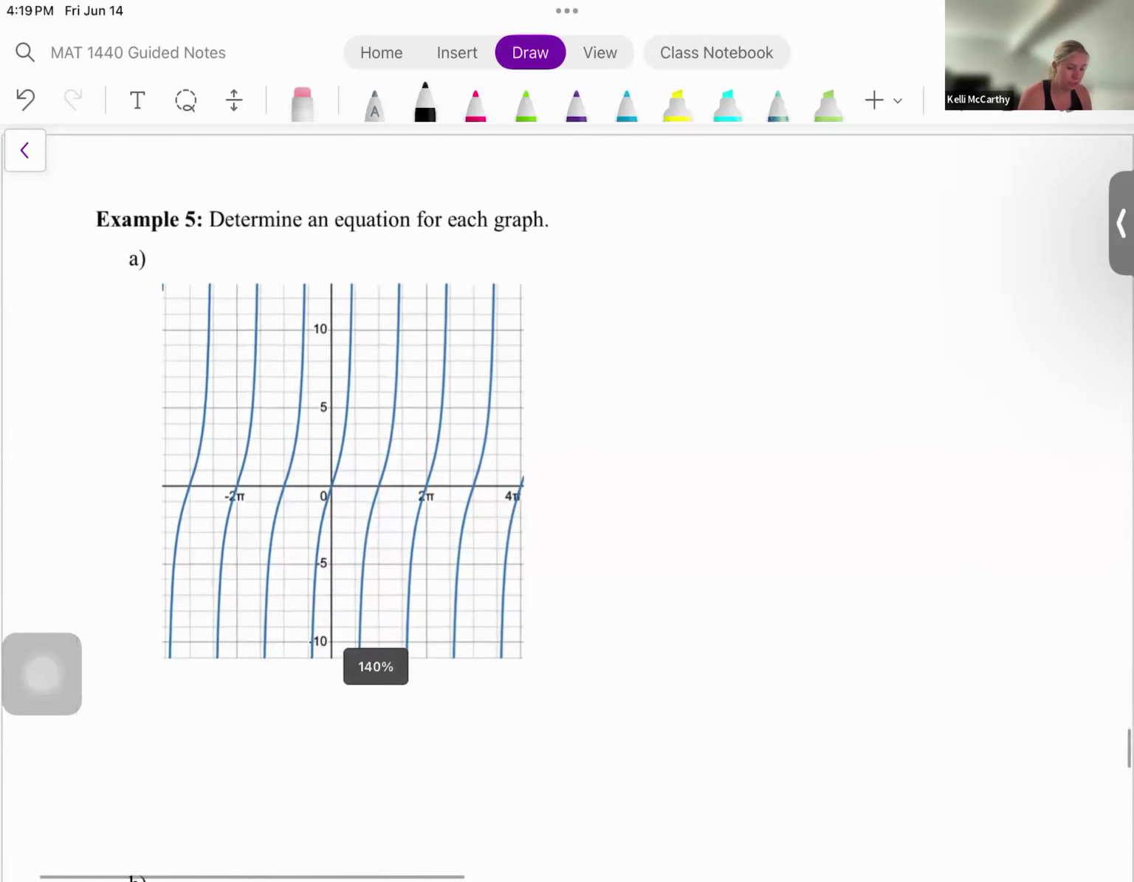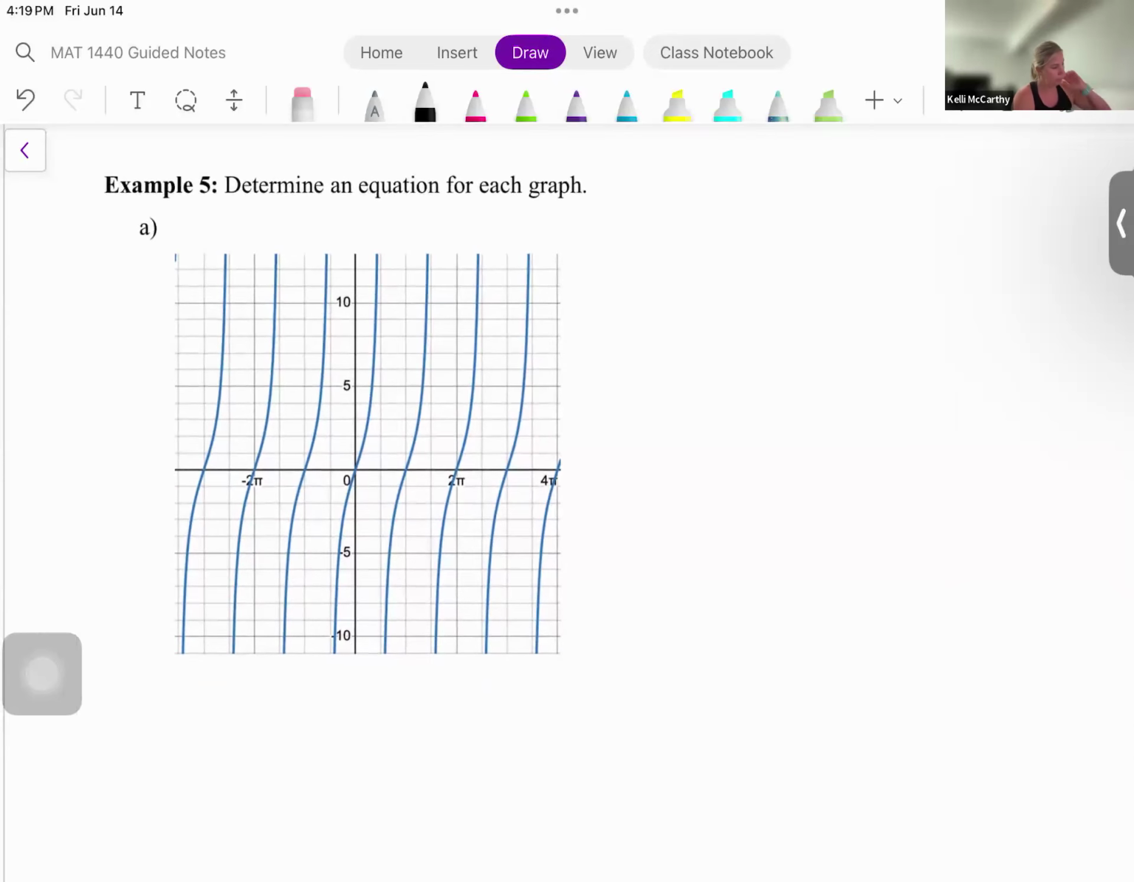Determine an equation for each of the graphs. All right. So this is a great visual of what the graph would look like generated by Desmos for a tangent or a cotangent graph.